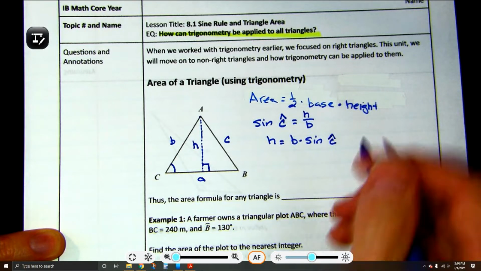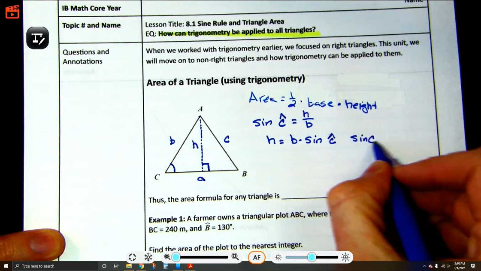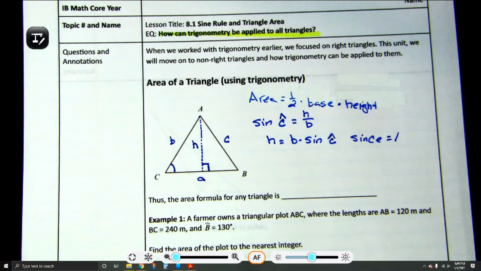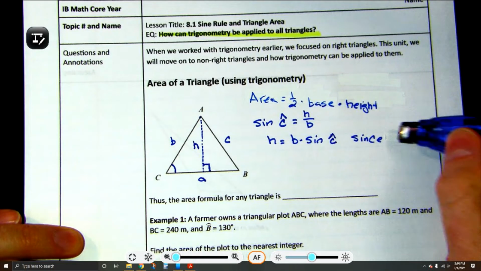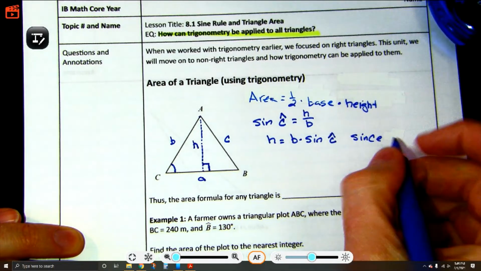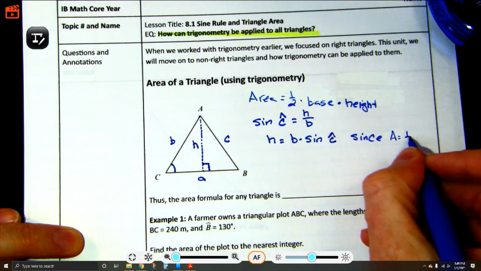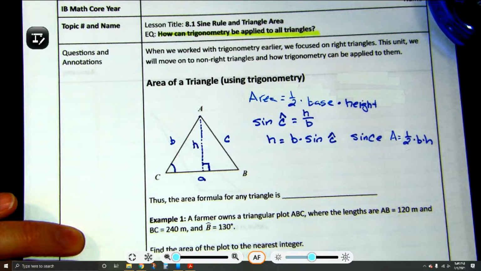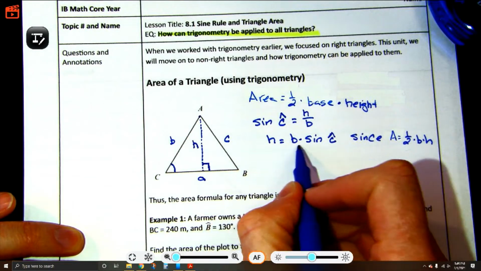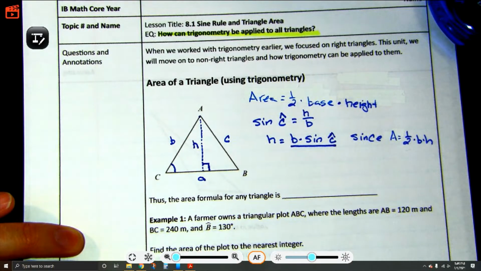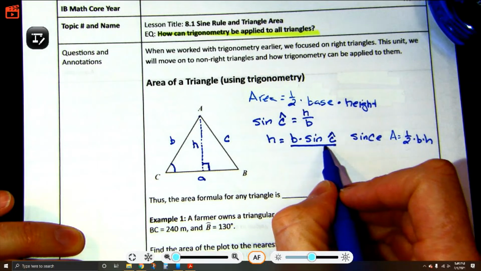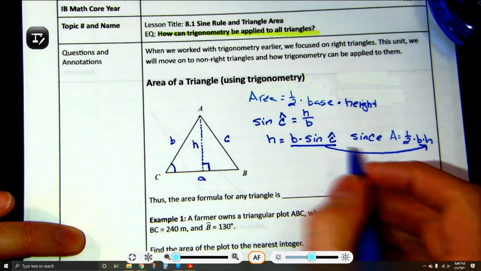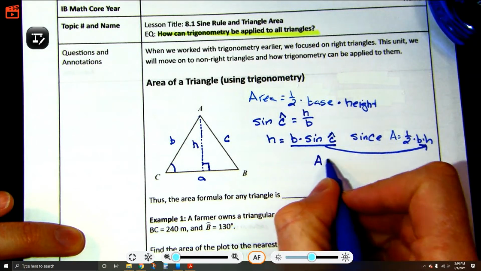Now I just reminded you that the area of a triangle can equal 1/2 base times height, so we can do a little combination here. We can take our height, which is actually b times the sine of C, and plug this into this formula. So we can do area equals 1/2.